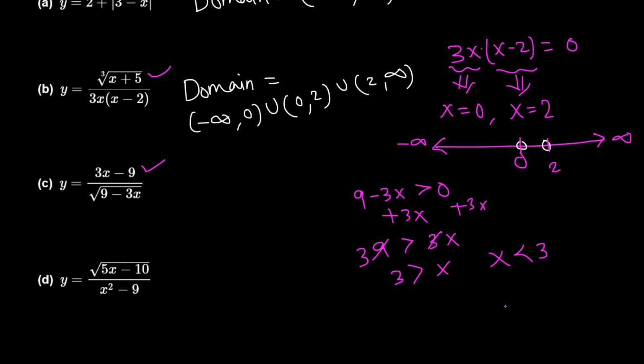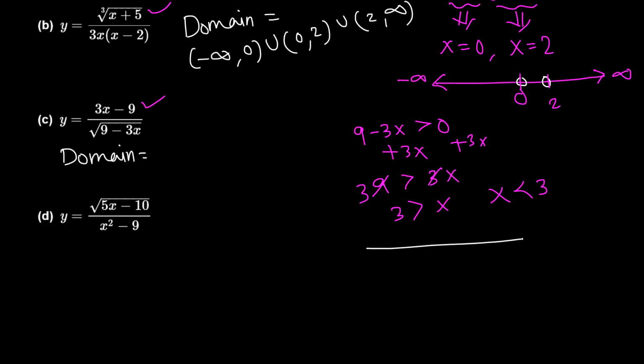x less than 3. Okay, so the domain in this case is all real numbers less than 3. So let's write over here: the domain is all real numbers less than 3. On the number line we can show it this way, all real numbers less than 3. So 3 and smaller, so negative infinity through 3.